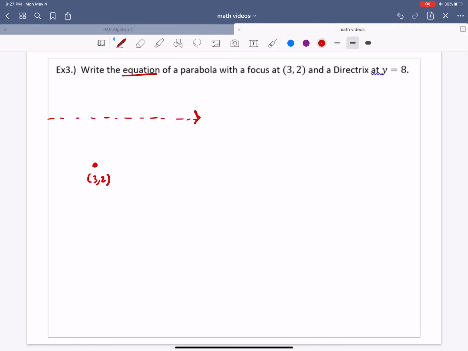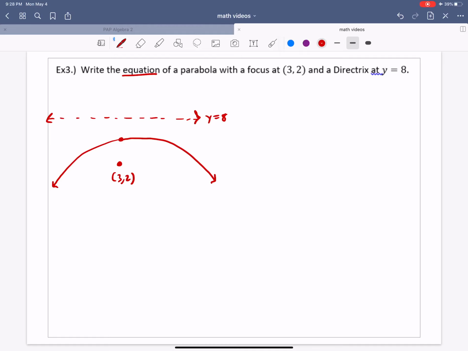If you did not understand that y equals 8 is above the point 3, 2, I don't know that I can help you with that. So take a break, go get a snack, and come back later. Refresh your brain. So if this is the directrix, at y equals 8, and this is the focus, I know that the vertex is going to be somewhere in the middle, and I also know that this parabola is going to open down.